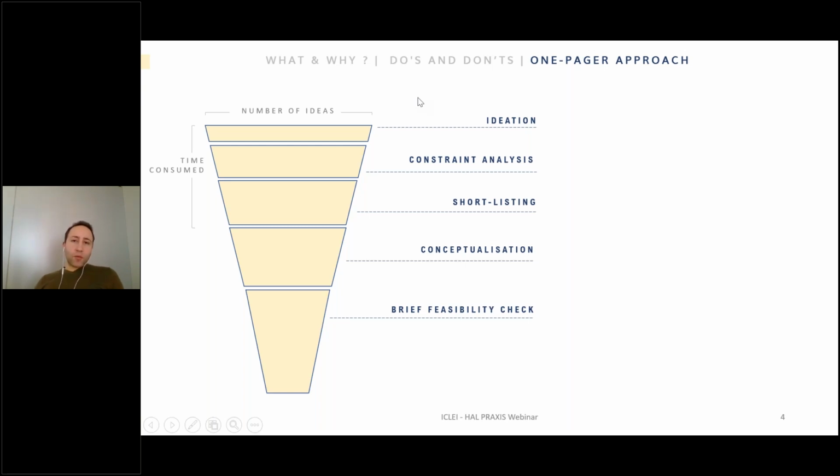Okay, now let's get into the one-pager approach. This is the last kind of thing. I need to take these things off the screen so that I can see it properly.